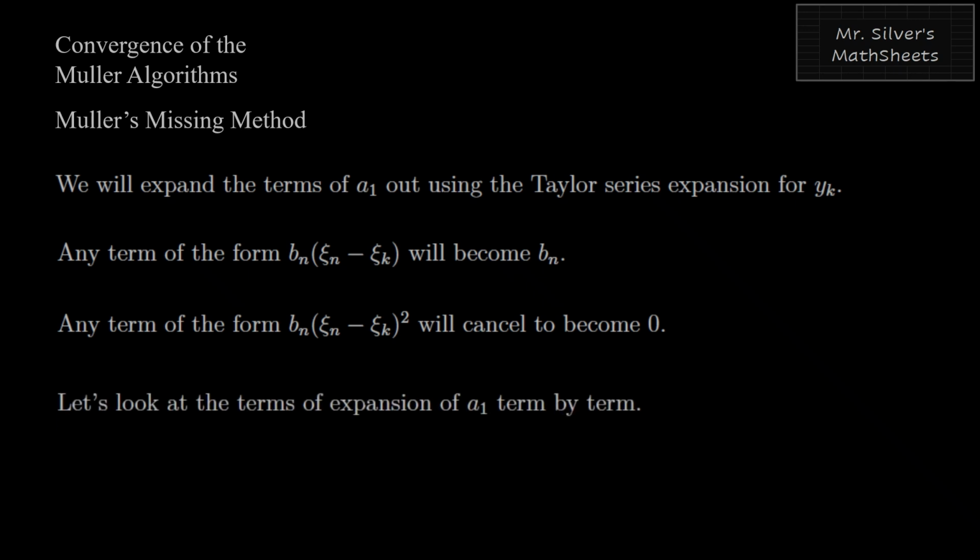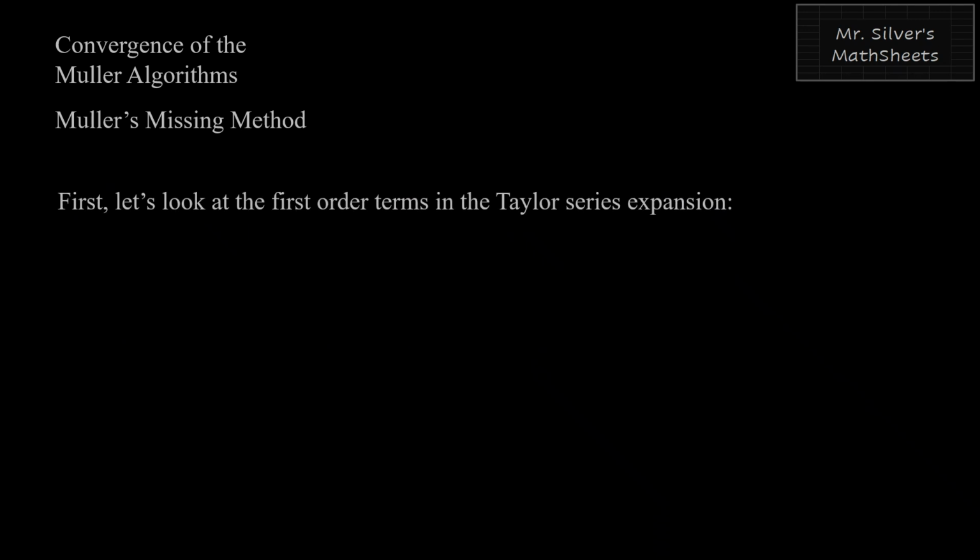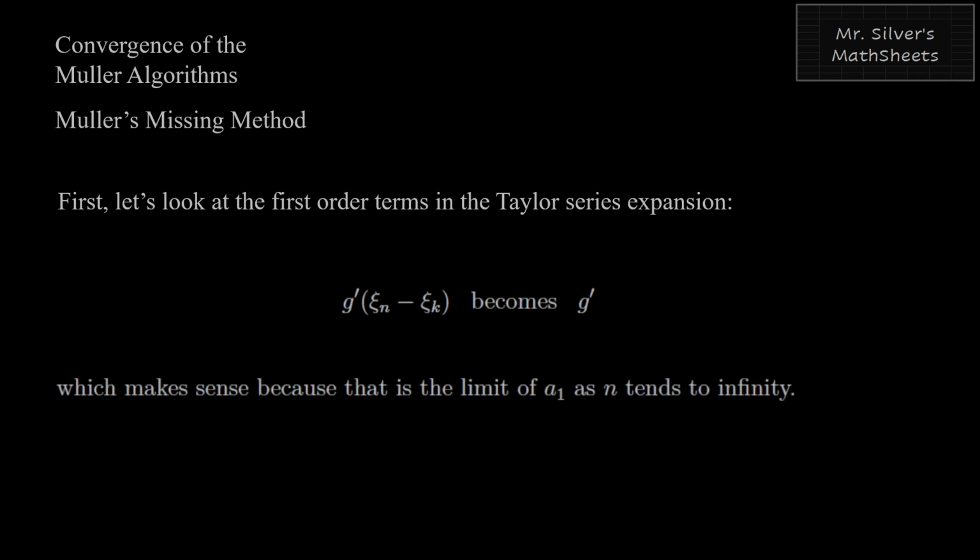So let's look at the terms of the expansion a1 term by term. First, let's look at the first order terms. First order terms, very simple. Everything divides out nicely. We get g prime, which makes sense because a1's supposed to be like g prime.